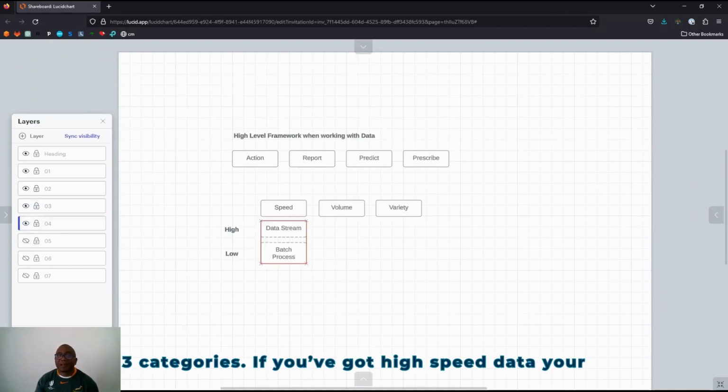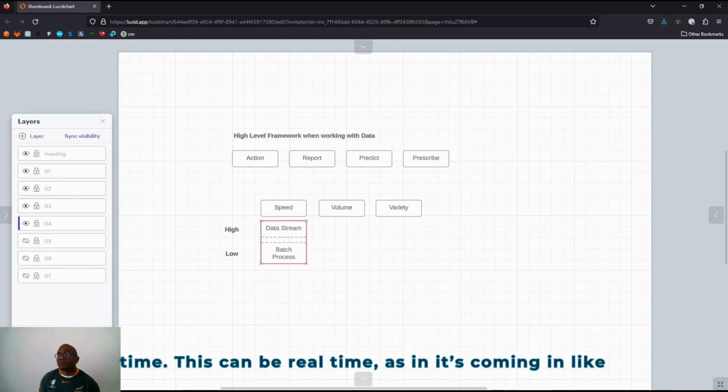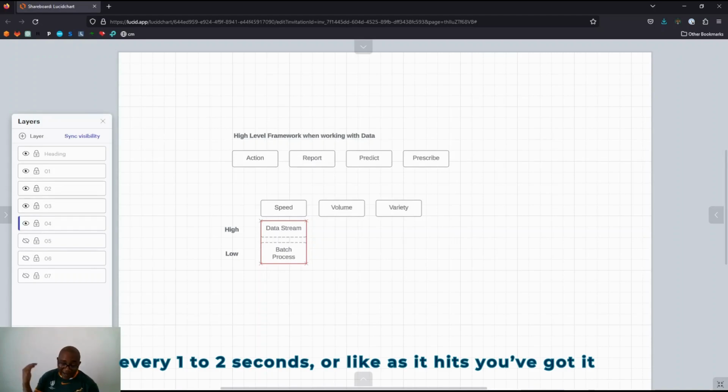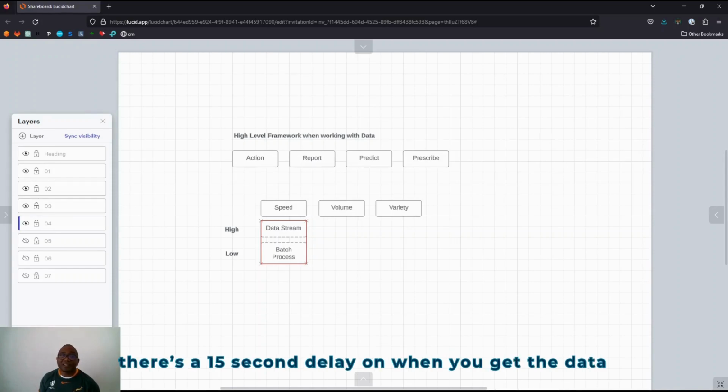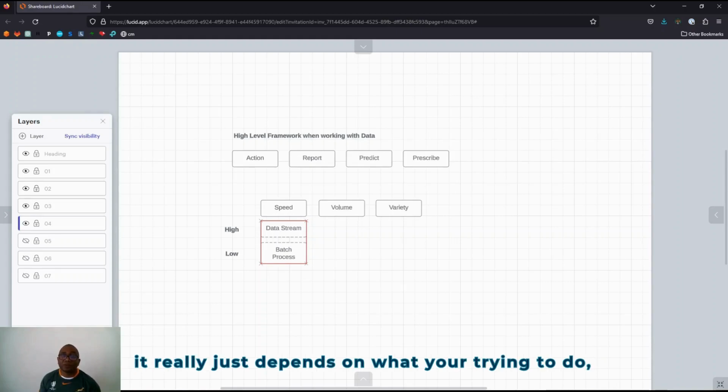If you've got high-speed data, you're generally going to be getting it through some kind of data stream, whether you're using some kind of event hub, or that data is just coming in all the time. This can be real time, as in it's coming in like every 1 to 2 seconds, or like as it hits, you've got it, right? Or it can be near real time, where maybe there's a 15-second delay on when you get the data. It really just depends on what you're trying to do and how you're trying to work with that data.